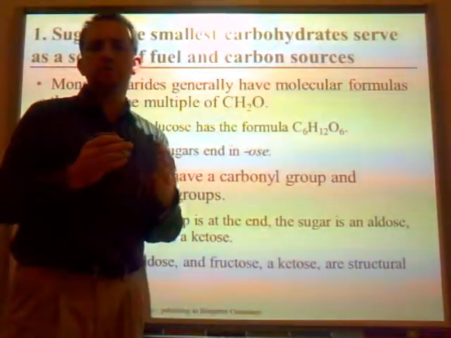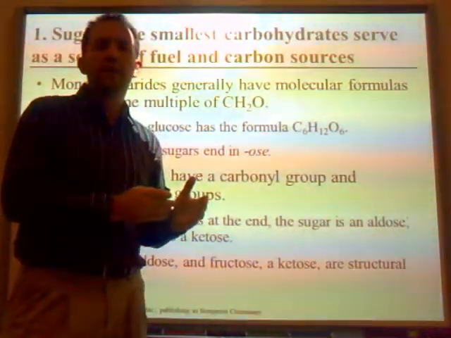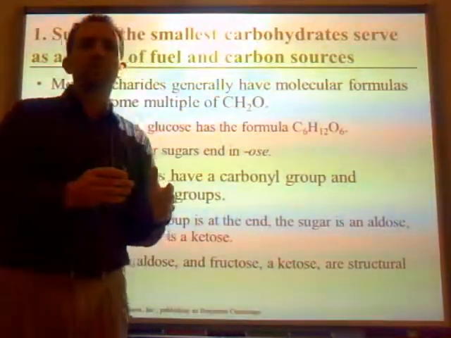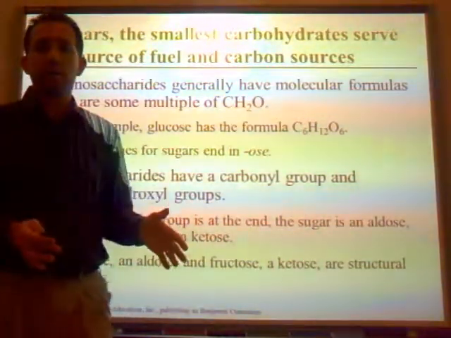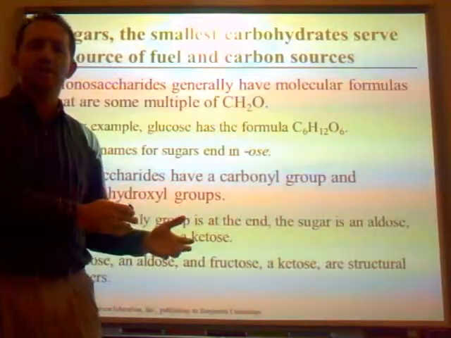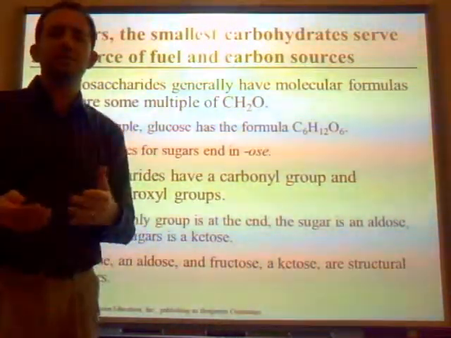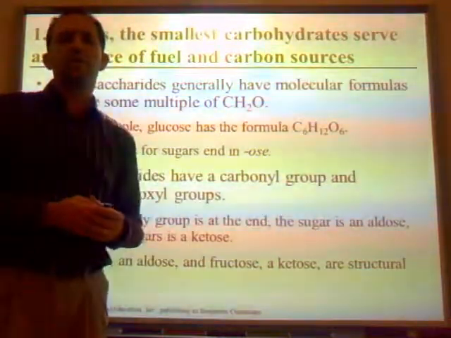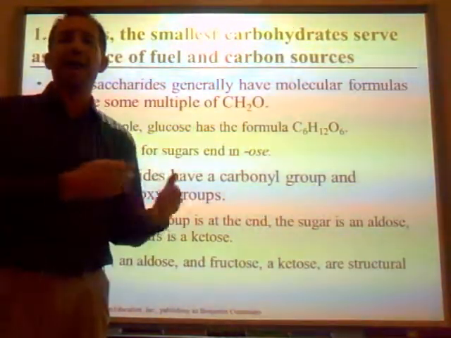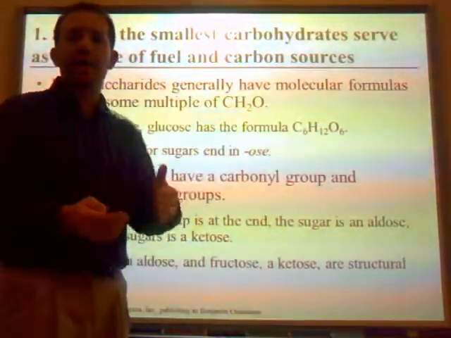If you have a sugar, a monosaccharide, that has the carbonyl group somewhere in the chain but not at the end, then it's going to be called a ketose. The OSE ending is for sugar, so a ketose. If it ends in that carbonyl, then we're going to have an aldose, or an aldehyde sugar.